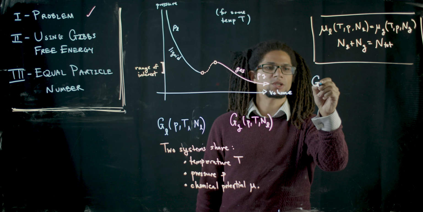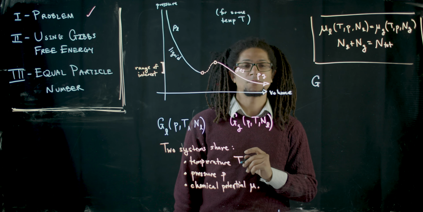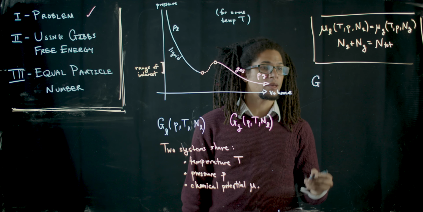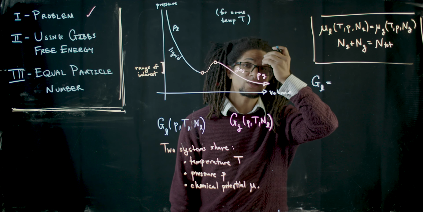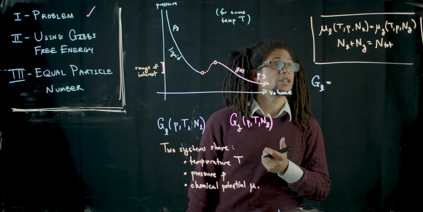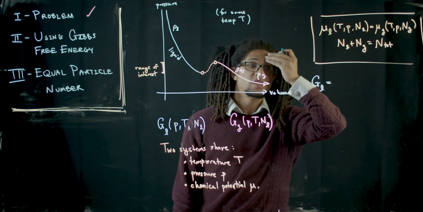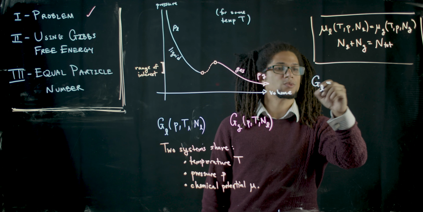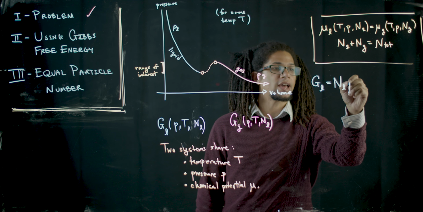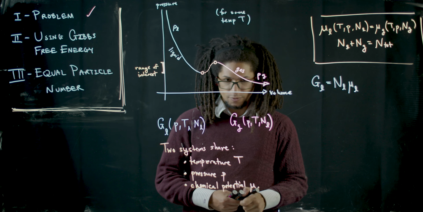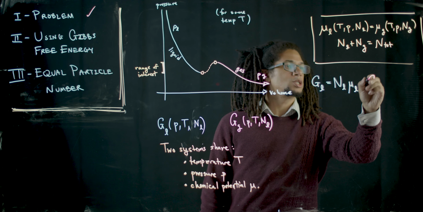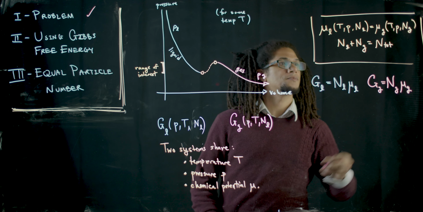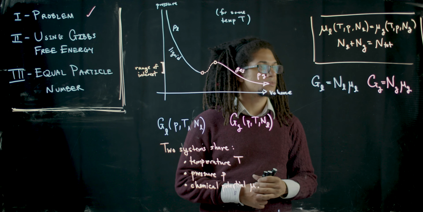Remember that the Gibbs free energy satisfies a very special property. We spoke about this in the video in which we defined the Gibbs free energy for the first time. And that's that because it only has one extensive natural coordinate, N, it's actually just equal to N times the chemical potential. So in this case, we have that G_L is equal to N_L times mu_L, and G_G is equal to N_G times mu_G.